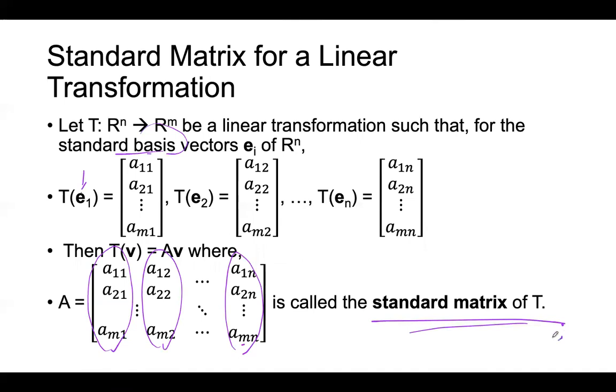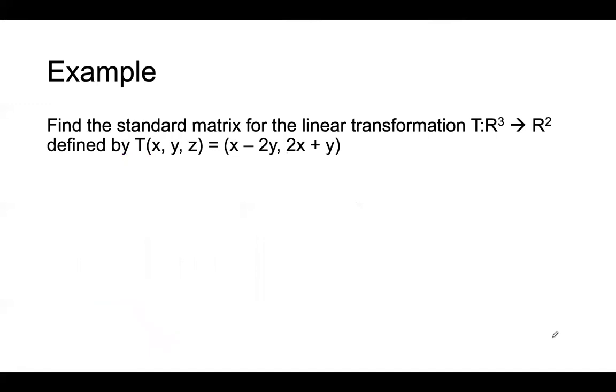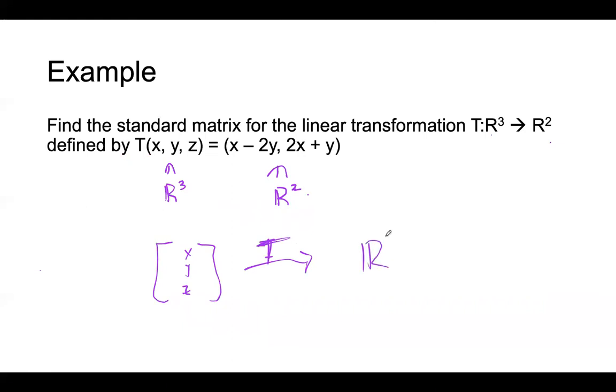It's easier to see an example than a theorem, and this one is pretty easy. Find the standard matrix for the linear transformation from R3 to R2. So this is in R3, and this obviously is in R2. Find a matrix that converts this. If we have a vector like x, y, and z, it takes this and converts it to this transformation and puts it in R2.